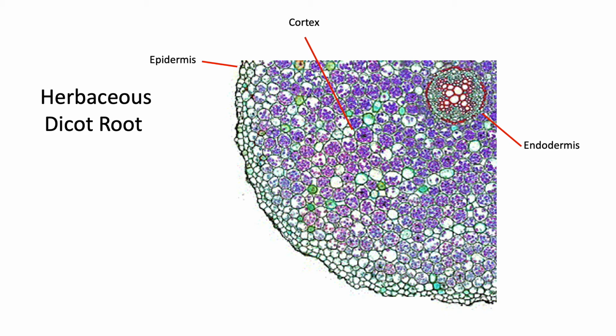So inside the endodermis is the stele, and the stele consists of your phloem. The phloem is there to transport your sugars, and then you have your xylem. And the xylem is there to transport water. Xylem and phloem are your vascular tissues.